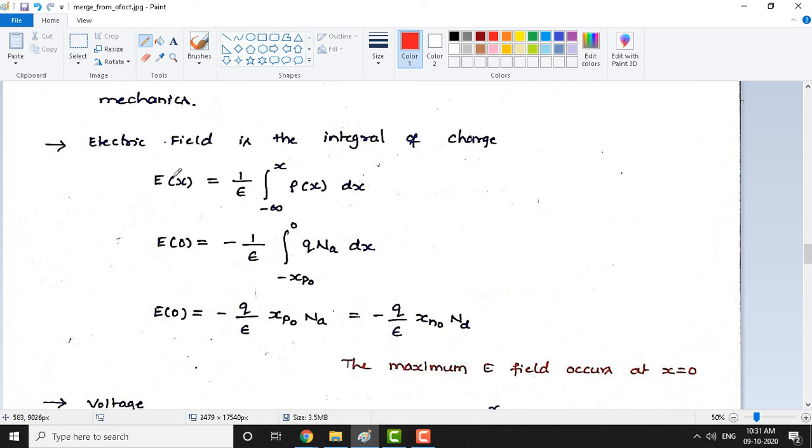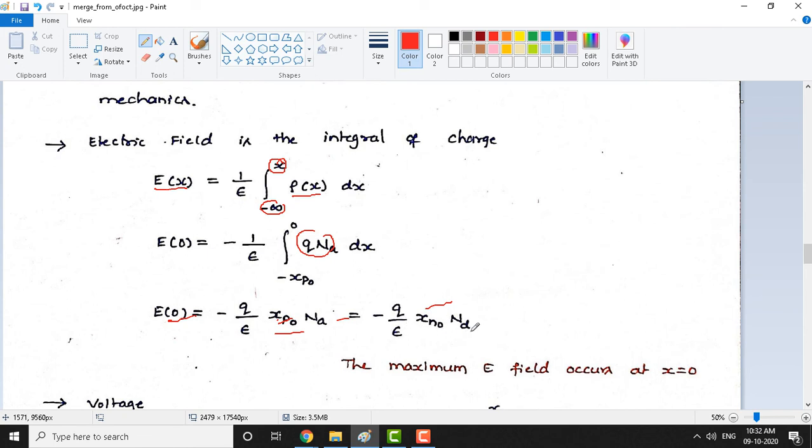This is electric field E of x. E of x is equal to 1 by epsilon rho of x. If you integrate the charge density with reference to dx by applying initial conditions, you get the electric field. If you substitute the values of rho of x here, you get E of 0. Since this is for the p side, you can also write the same equation towards the n side. So E of 0 is nothing but minus q divided by epsilon into xp naught into Na. This can be written on similar lines as minus q by epsilon into xn naught into Nd. So this is the field.